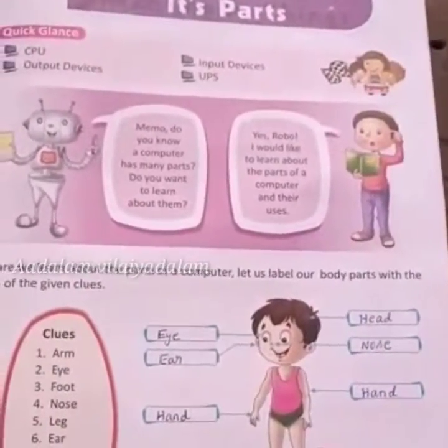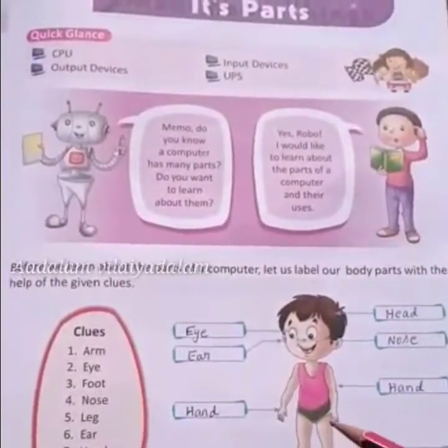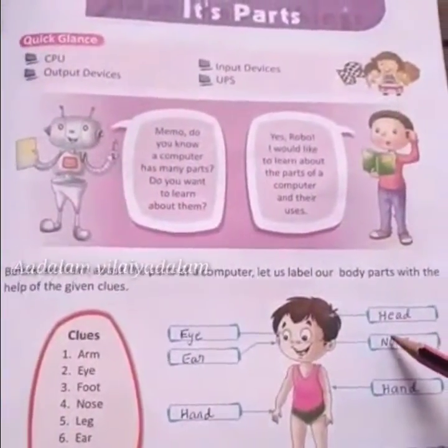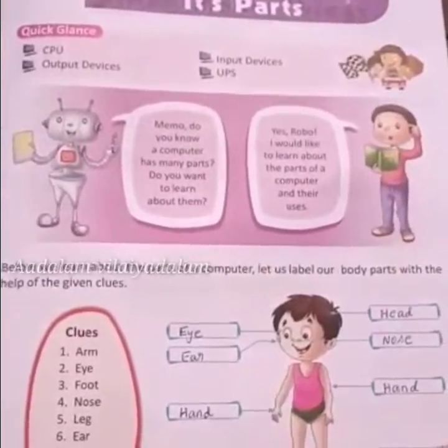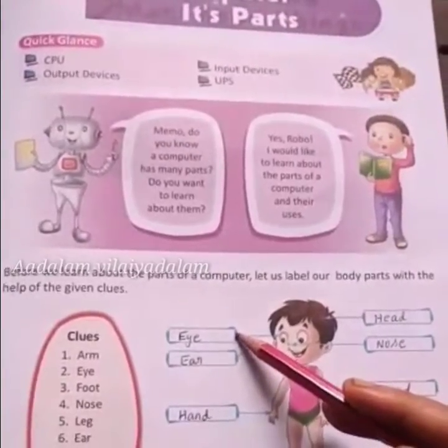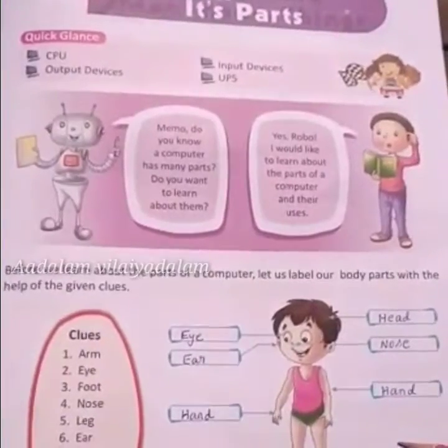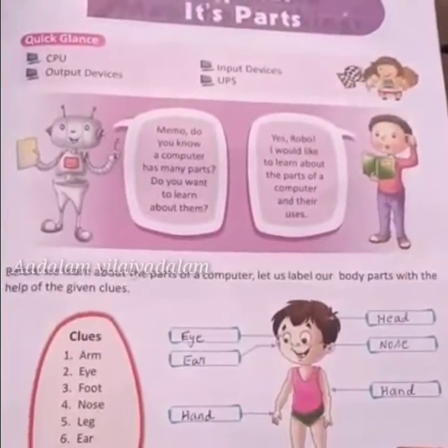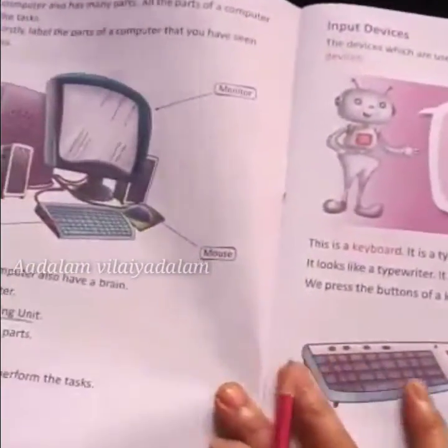What does this picture show about? This picture shows the parts of our body. See, this is your head, this is your nose, this is your hand, this is your leg, this is foot, these are hands, here eyes. When we look at the picture, these all are the parts of our body. Similarly, our computer also has many parts.